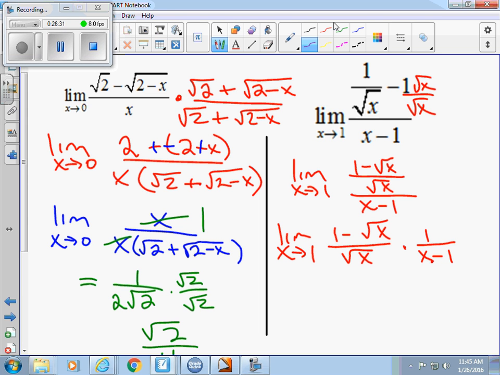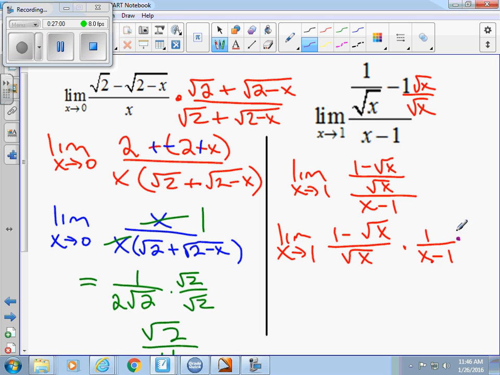Plug in 1. Try it, see if it works. Unfortunately, you still get 0 over 0. Do you agree that x minus 1 is kind of what I want to cancel? I kind of hope it cancels with something that involves the 1 minus the square root of x. So, I do in fact need a conjugate. But I do want to choose wisely. I don't want to do a conjugate of the square root of x because I have no problem with it. Does everyone know what I mean by that?